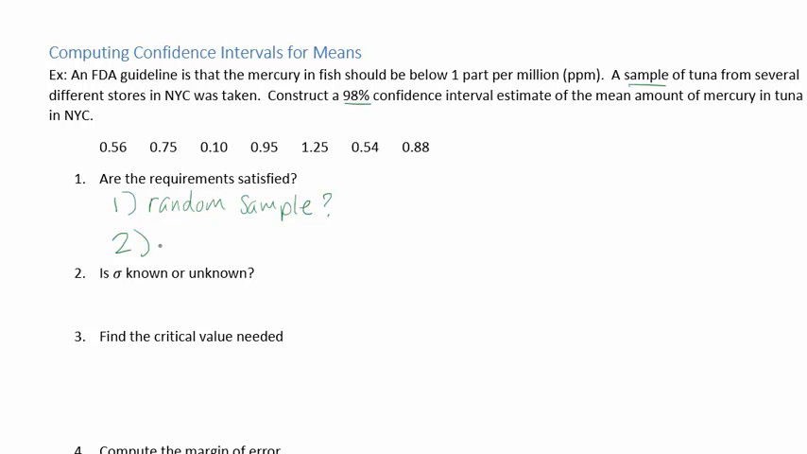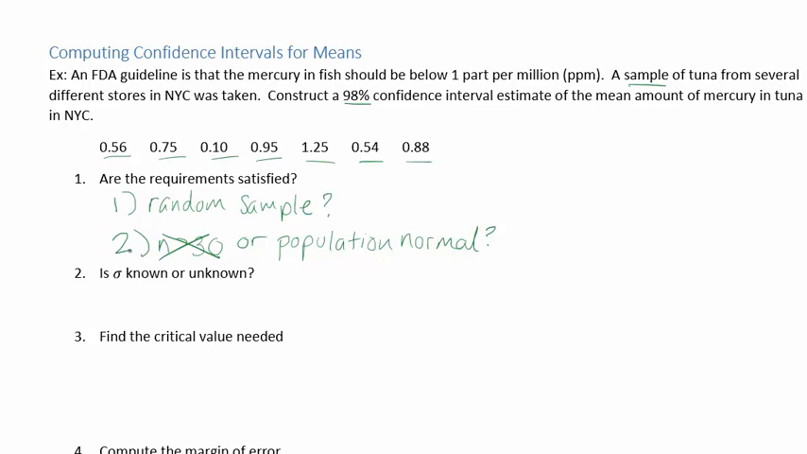And secondly, we need to have either n greater than 30, which is definitely not true here because our n value is how many items are in the sample, and that's just 7 in this case. Or the population is normal. And by normal, I mean normally distributed. And this is also not clear in this problem. So it's reasonable that maybe the amount of mercury in tuna would be normal distribution, but that's not really clear here. So again, if that's not the case, then we would not be able to proceed.